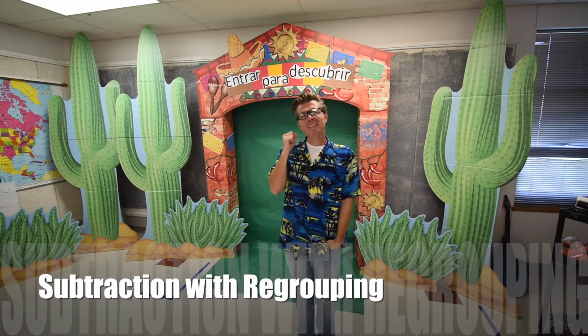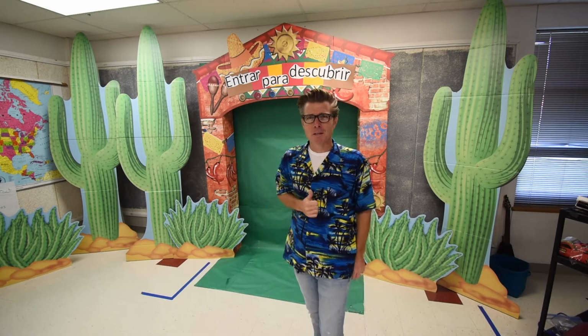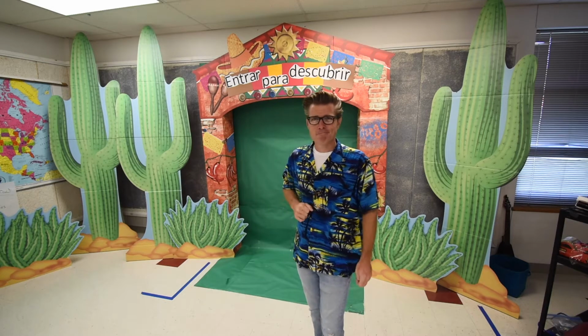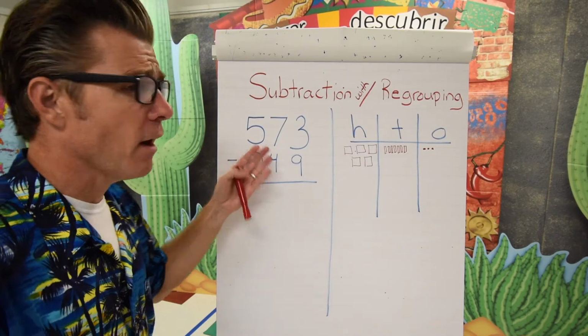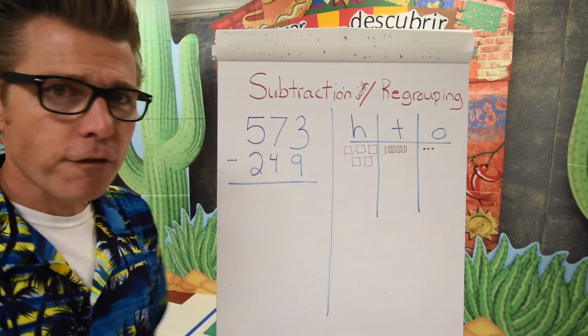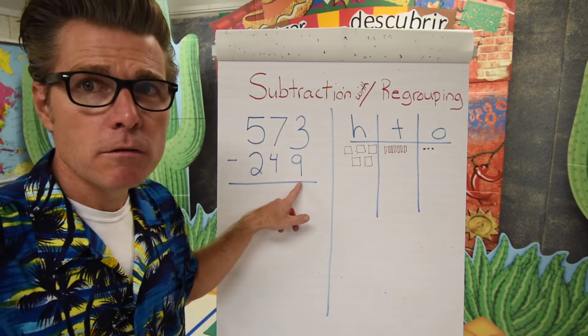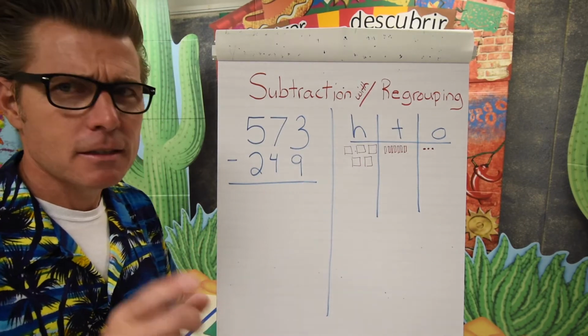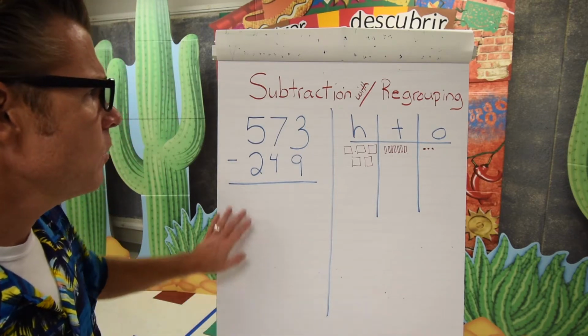And today we will be taking a look at subtraction. So let's go over to the whiteboard and check it out. Okay, so we have a subtraction problem here. We have 573, and from that 573 we will be taking away 249. Let's figure out really what's going on with this problem.